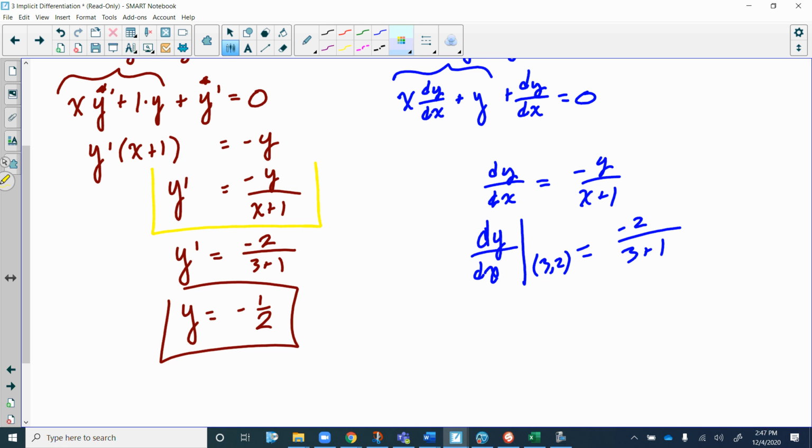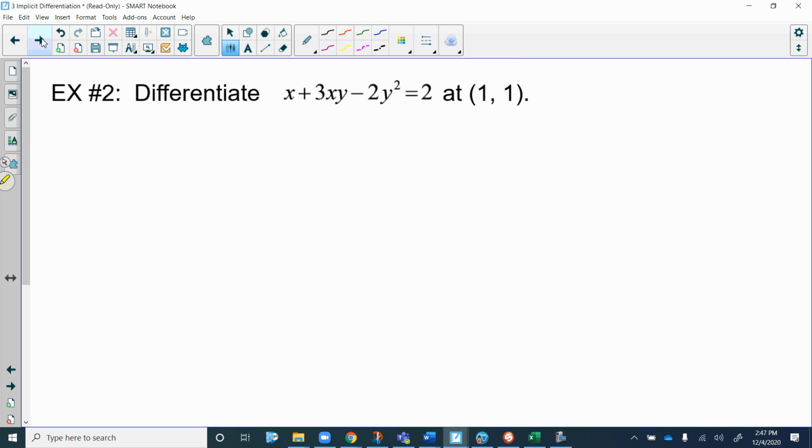A lot of times you would stop here when you're doing implicit differentiation. Just what is y prime going to be equal to? But in this case, because they gave us a value at which to evaluate it, a point for x and y, that's why we're continuing on. But a lot of times with implicit differentiation, you're just taking the derivative of the function with respect to x, and you're isolating whatever dy dx would be.